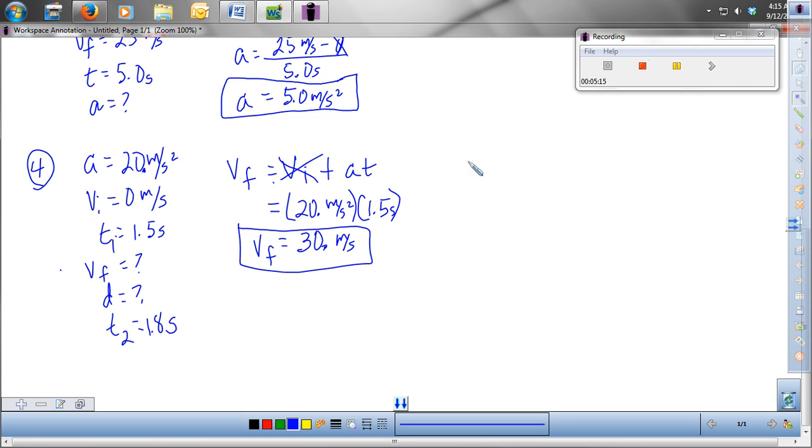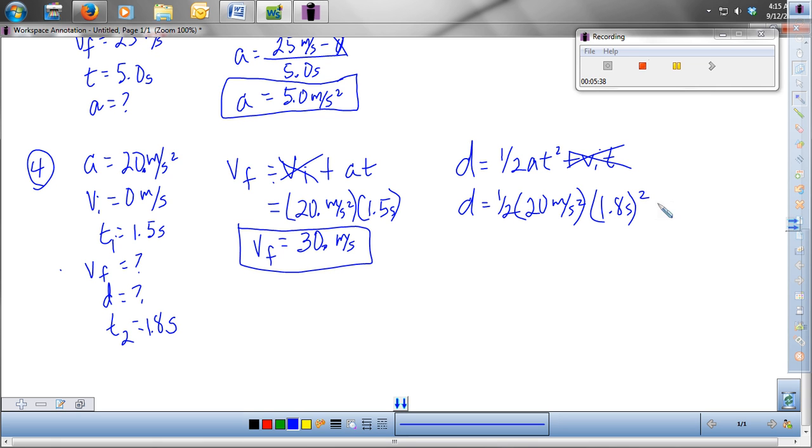And then they want to know how far does it travel in 1.8 seconds. So I'm going to say 1/2 AT squared plus VIT. VI is 0, so I can cancel those out. A is 20 meters per second squared. And T is 1.8 seconds squared. So I'm going to stop and get my calculator and figure that out. Okay, so when I did that on the calculator, I got 32.4 meters. And notice that every number I write down has a unit on it.